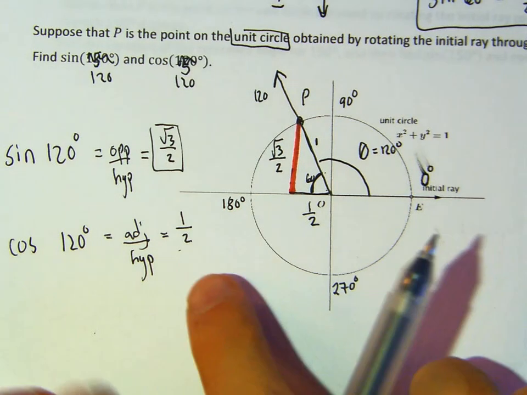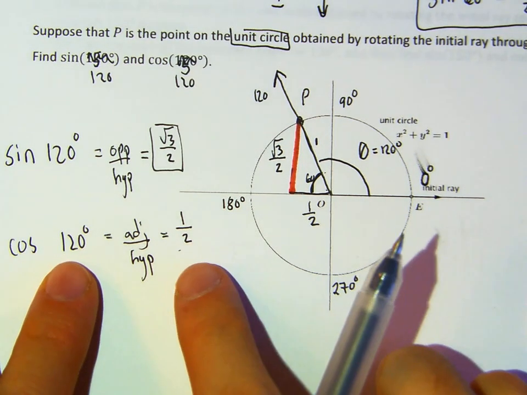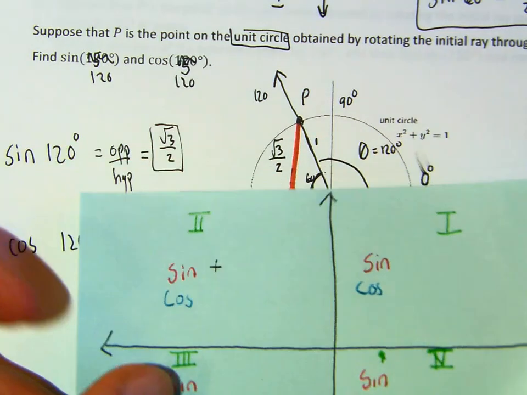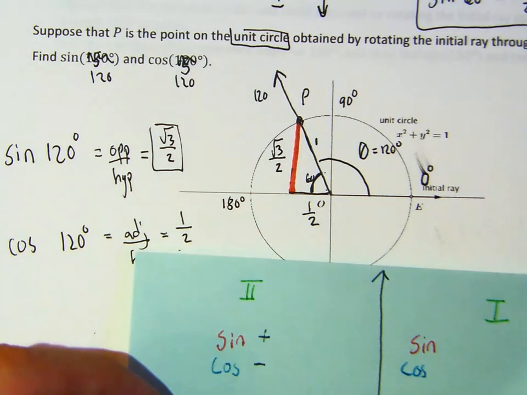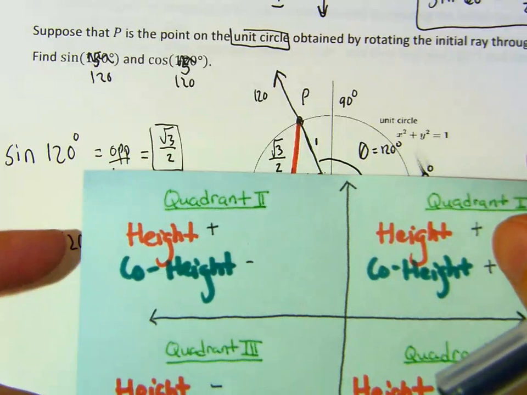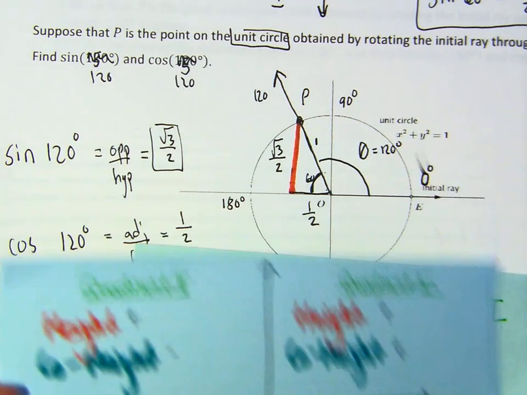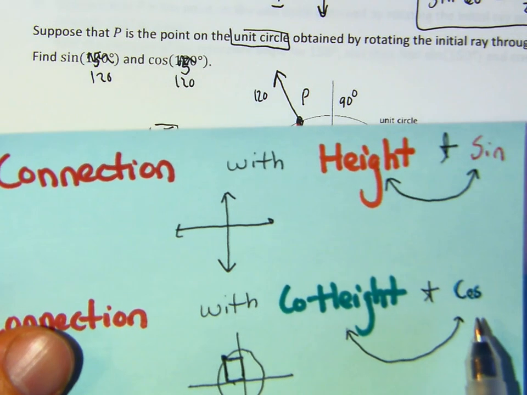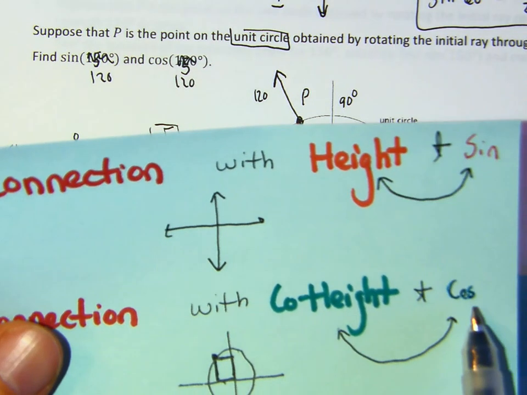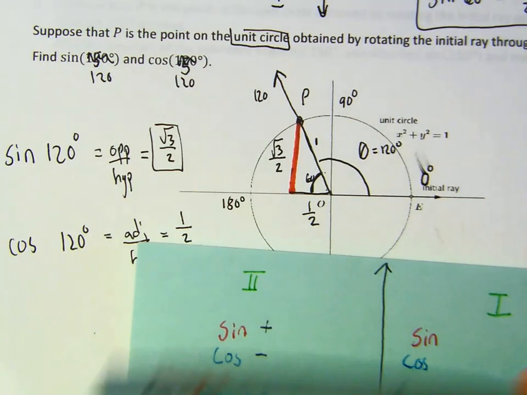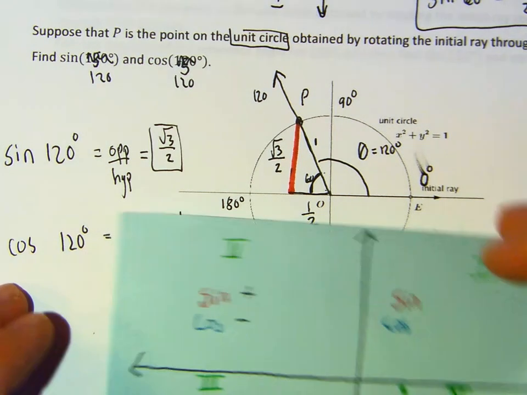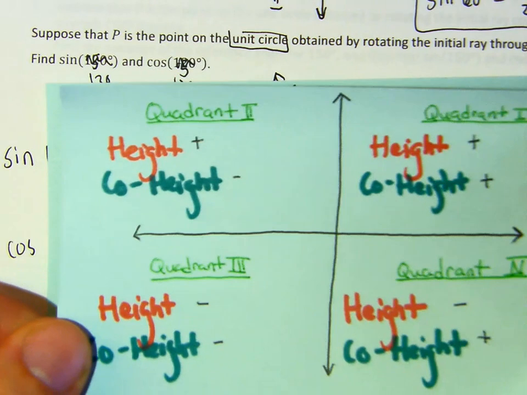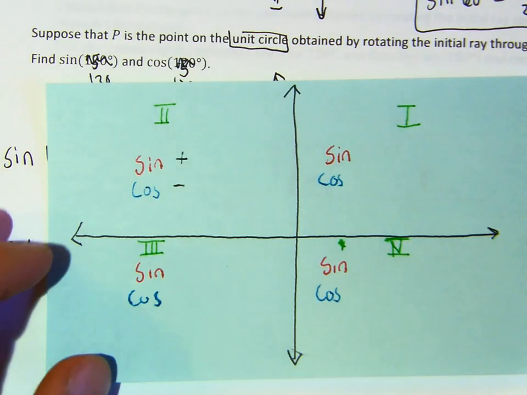But then what's the next question you ask yourself? Is cosine positive or negative over here? And cosine has to be negative over here because the co-height is negative over here. There's that connection between co-height and cosine, okay? Cosine is going to take the x values and sine is going to take the y values. So the same thing that we had over here with height and co-height, we're going to have with sine and cosine.